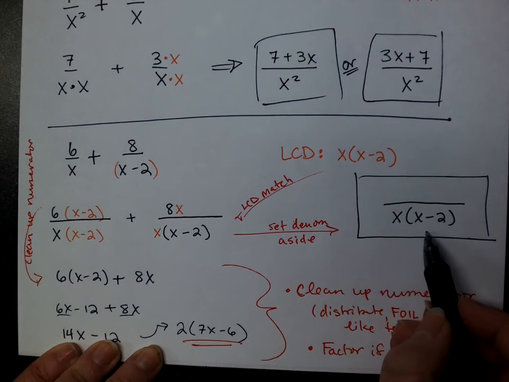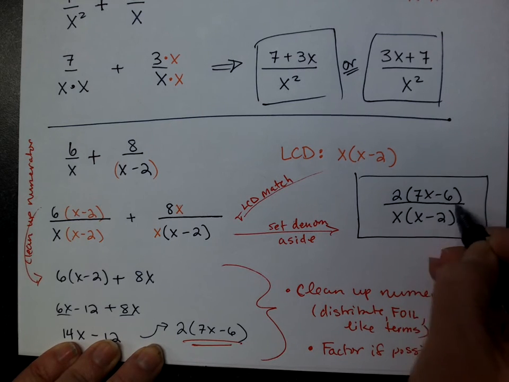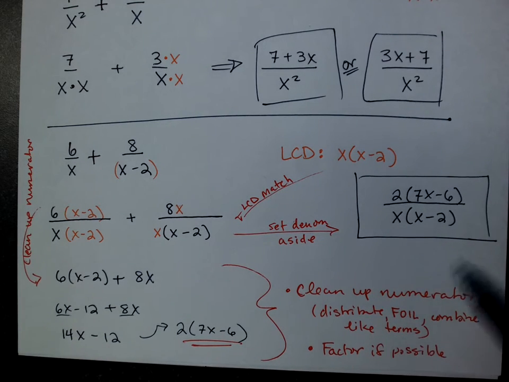Your denominator was done earlier, now your numerator is done. 2 times 7x minus 6. And before you move on, is there anything that can be canceled out? All your factoring's been done. You don't have to do any more work. You just have to visually see, can anything else cancel out? No.